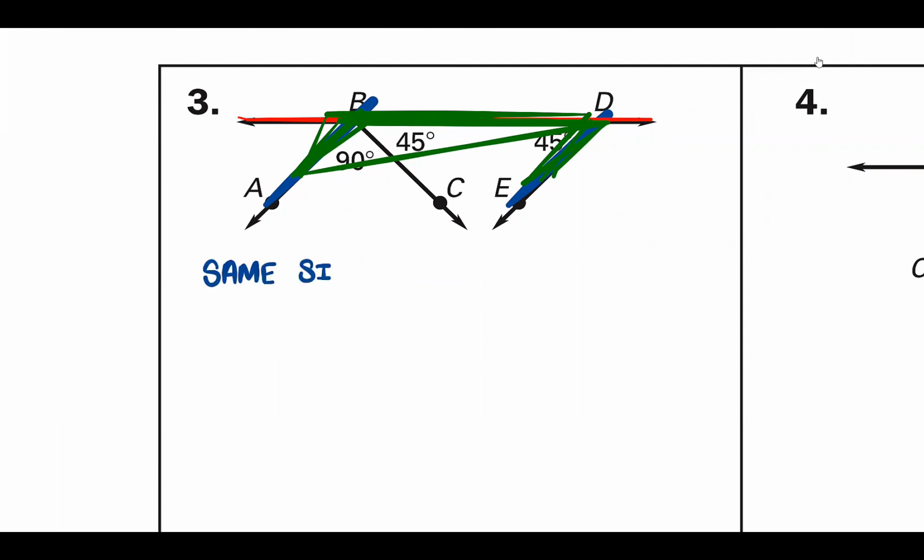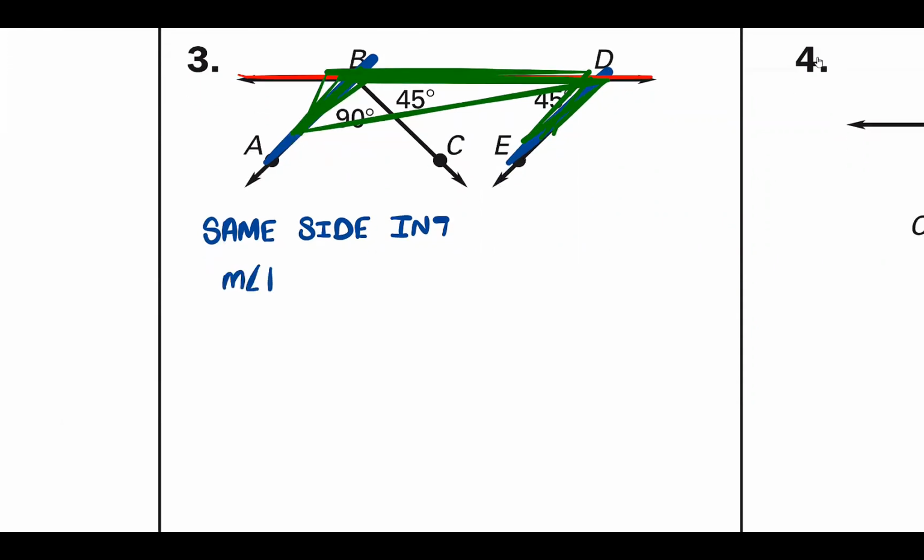What's the relationship for same side interior angles? They are supplementary, yes, sir, which means what? That the measure of 1 plus the measure of 2 equals 180. That's what supplementary means. That's the definition of supplementary.